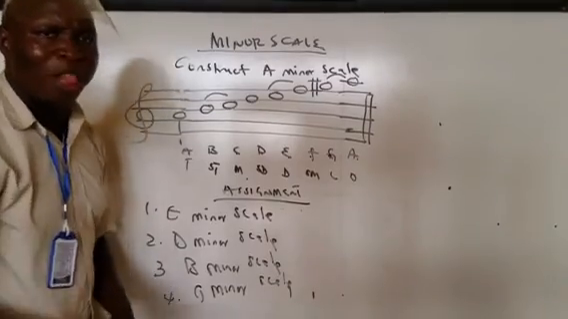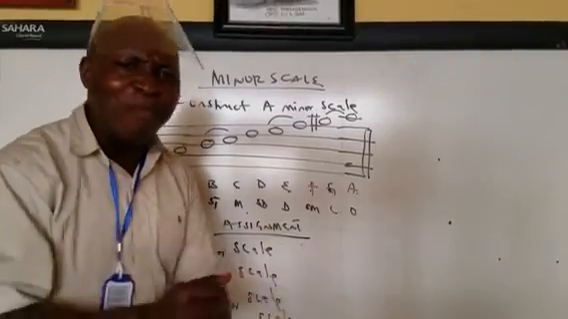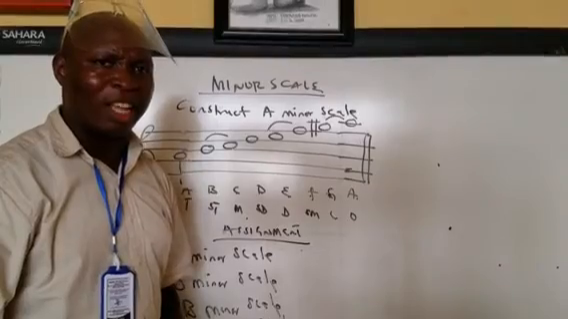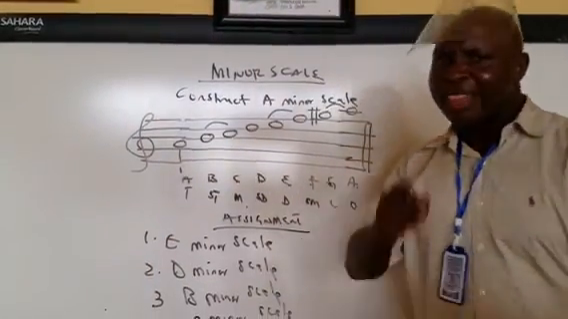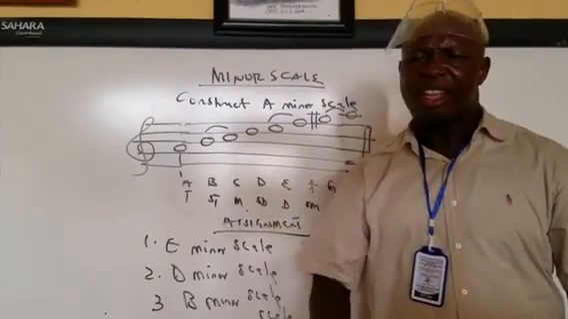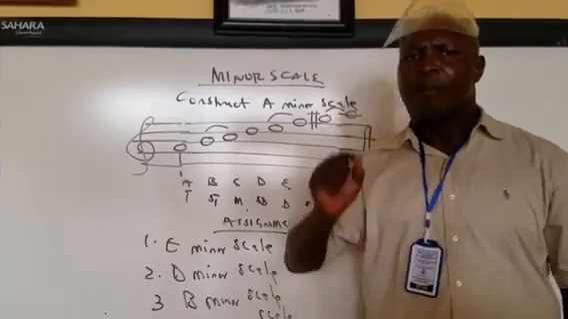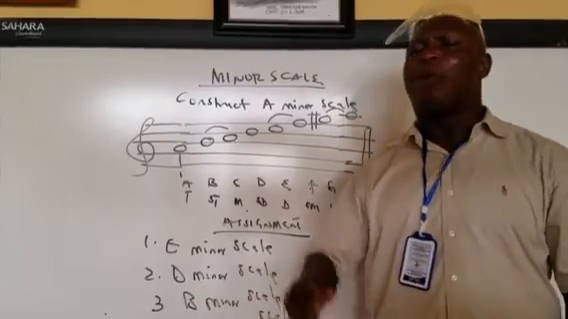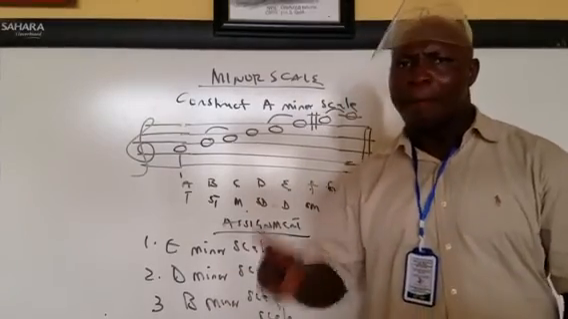The next topic we'll be looking at later is the relationship between a major and a minor scale. In fact, that topic is very important. What does it mean? It means that for every major key, there is a relative minor key. And for every minor key, there is a relative major key. Let's take it again. For every major key, there is a relative minor key, and for every minor key, there is a relative major key.